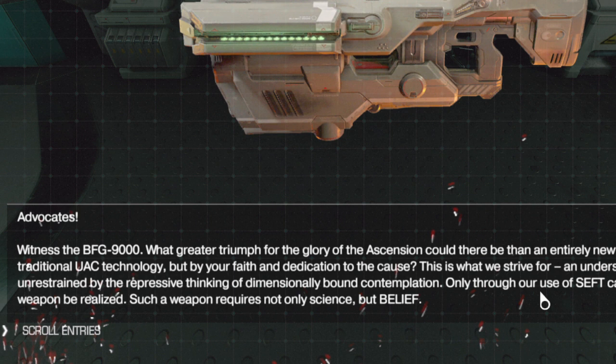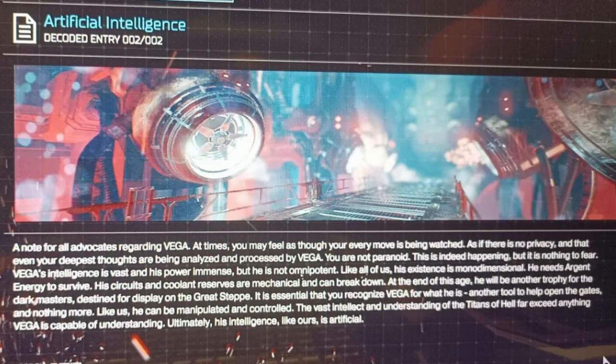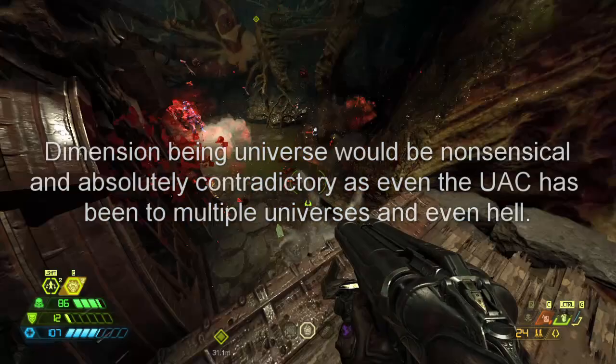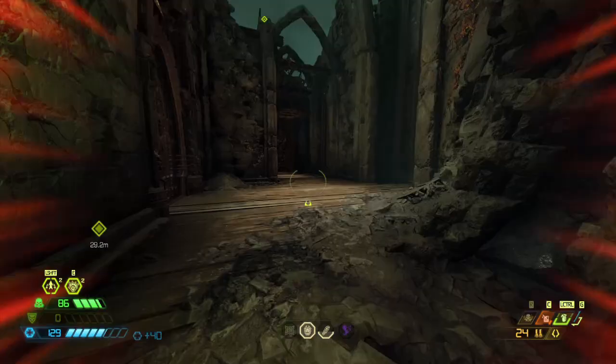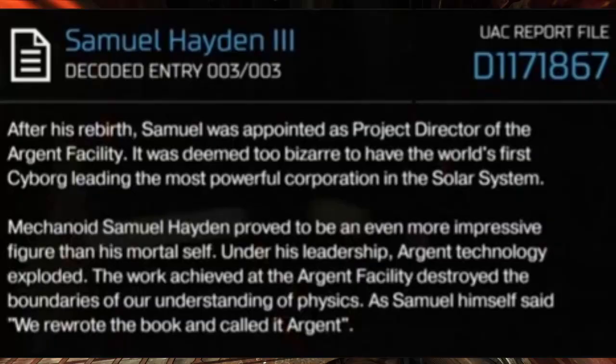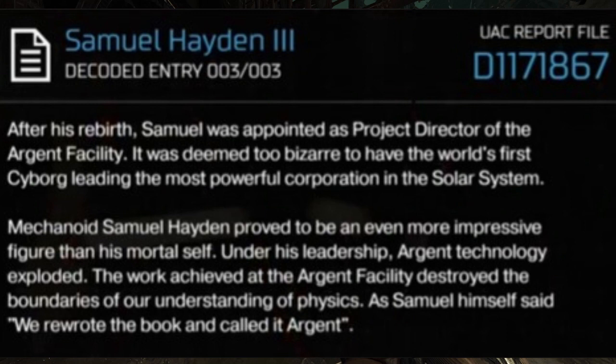Humans and Vega were said to be monodimensional, compared to the Denzians of Hell. In this case, it is Euclidean by definition. It is beyond the Khan Maykr's sight and influence, despite her holding dominion over all dimensions. Hell essence and argent energy destroyed the boundaries of physics and caused science itself to be rewritten.